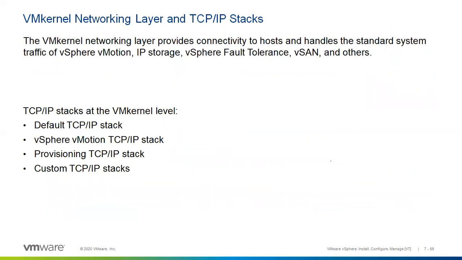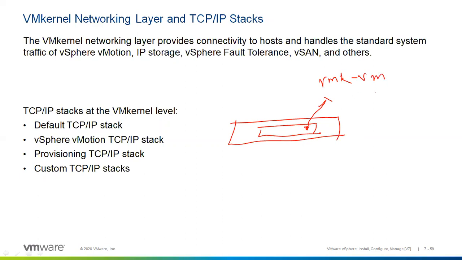When we say VMkernel networking, as I said, we have to create a dedicated VMkernel port on each and every host. Like in this virtual switch, we require a dedicated VMkernel port for the vMotion function. It uses the default TCP/IP stack. When we say default TCP/IP stack, it is what we use for management, so it uses the same gateway. But if we want, a custom TCP/IP stack can also be created.